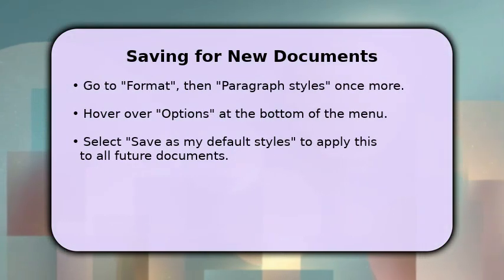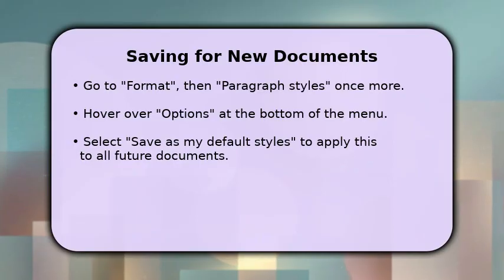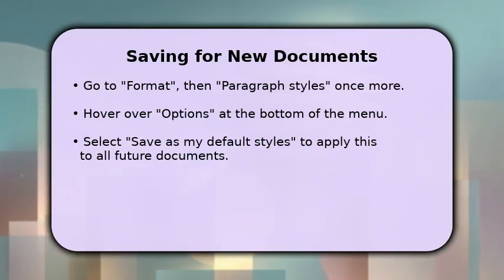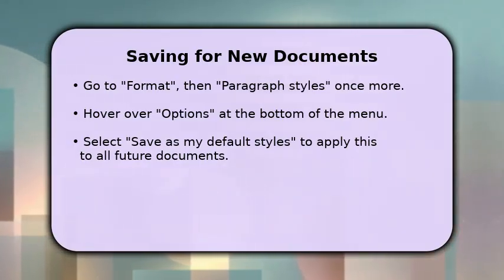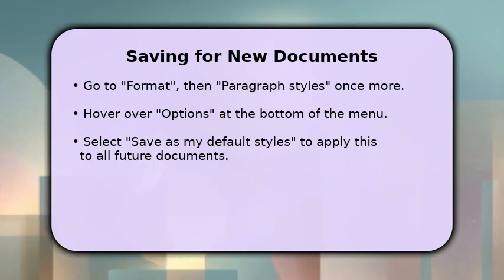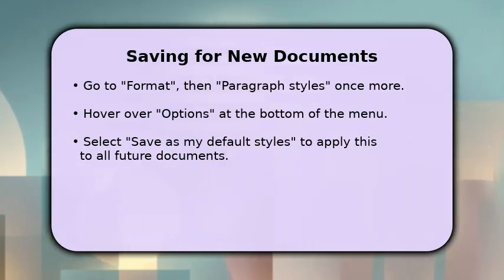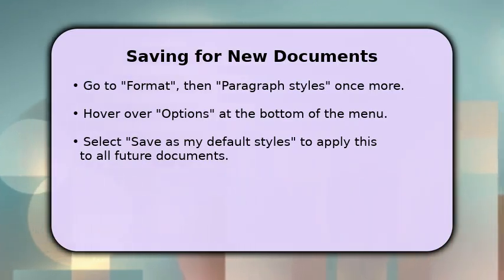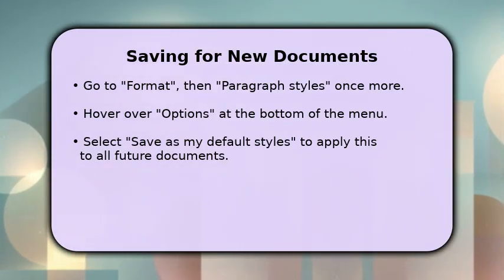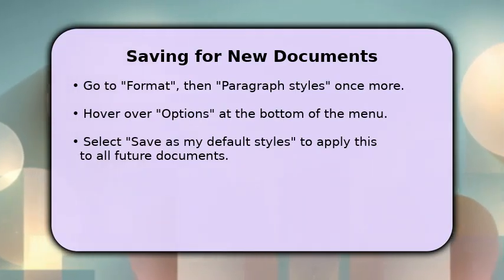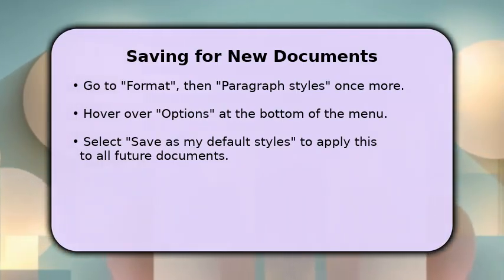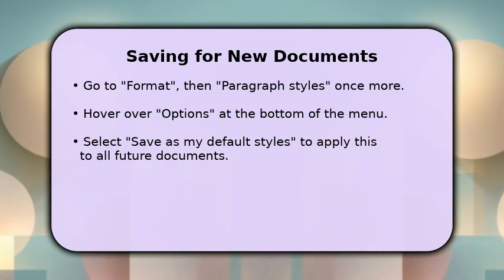To ensure your new default color applies to all future documents, return to the Format menu, then Paragraph Styles. At the very bottom of this submenu, you will see Options. Hover over Options and then click Save as My Default Styles. This final action saves your chosen text color as the universal default for every new Google Docs document you create from now on. Enjoy your personalized writing experience.